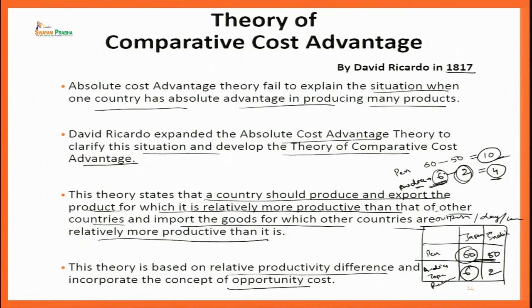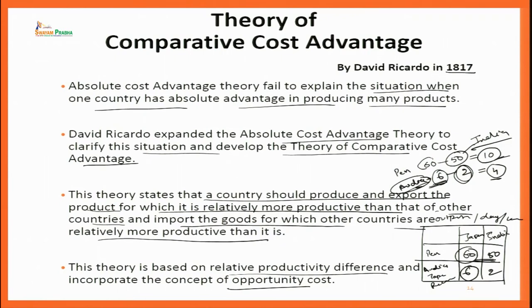So, I should go for the production of pen rather than the... Japan should go for the production of audio tape rather than the pen, and India should go for the production of pen, right. So, this is on the basis of comparative cost advantage, you try to figure out comparatively where I am getting more benefit as compared to the country where I will be launching or exporting my product.